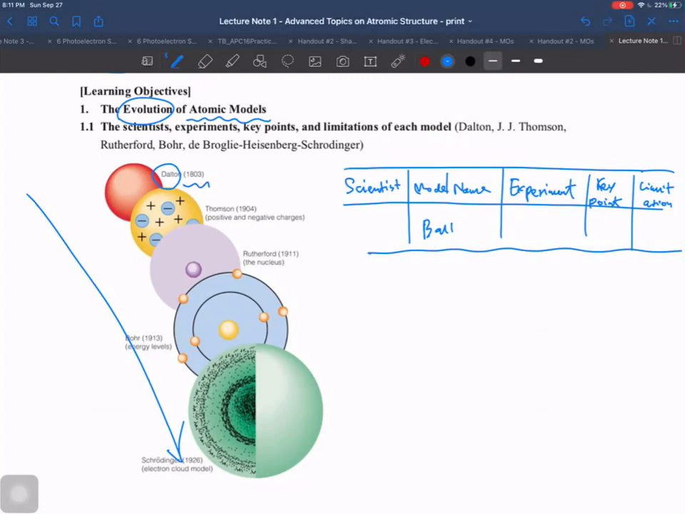And then the next one is by J.J. Thomson, right? He discovered the existence of electrons. So he kind of provided 2 parts. Because the atom overall is neutral, if the electrons are negative, there must be something positive. So it's called the plum pudding model.